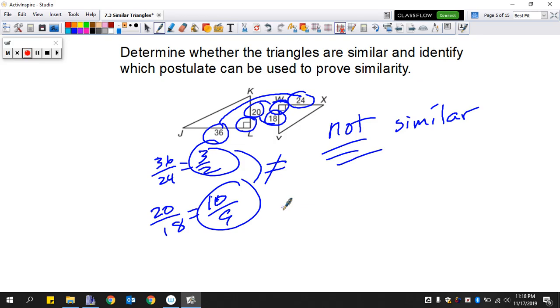The two sides are not proportional. One has a ratio of 3 to 2, the other has a ratio of 10 to 9. All right?